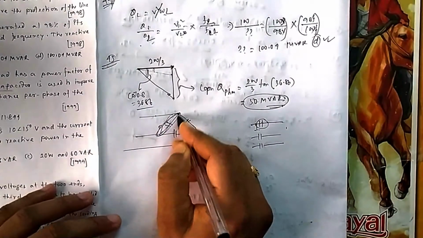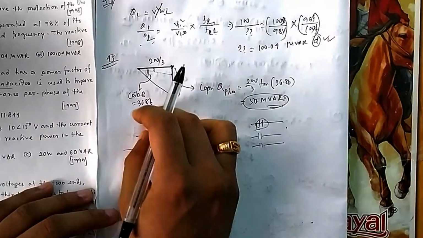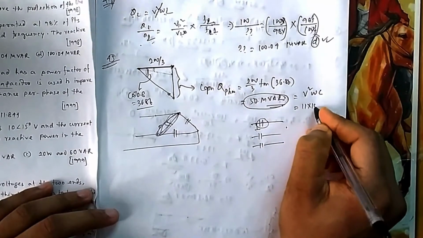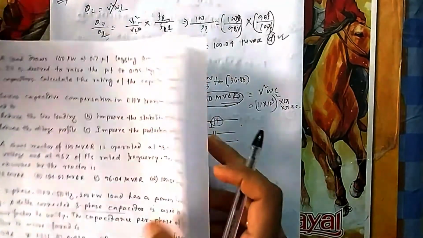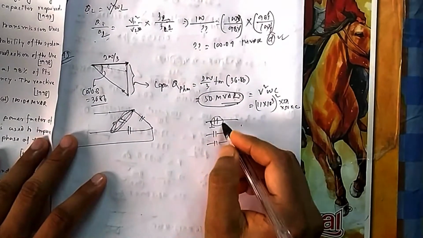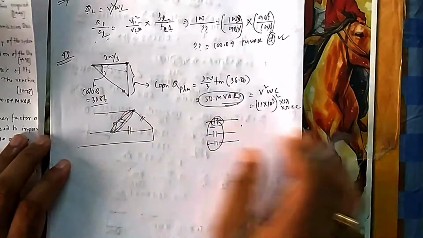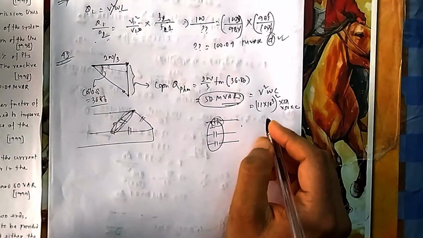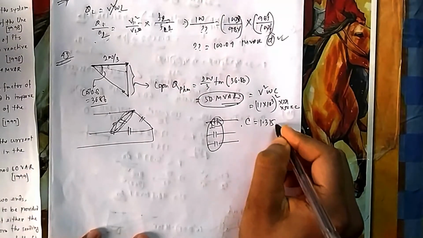But this capacitor is now connected between line to line. So this particular capacitor will get the line voltage, and Q is equal to V square omega C, but this voltage will not be 11 by root 3. You have to be careful and see how the capacitor is connected. In that question it was connected in series with each phase, so each phase was getting only the phase voltage. But here the capacitor bank is connected in delta, so each capacitor gets 11 kV only, not 11 by root 3. From here, if you calculate, your C will be equal to 1.315 microfarad.